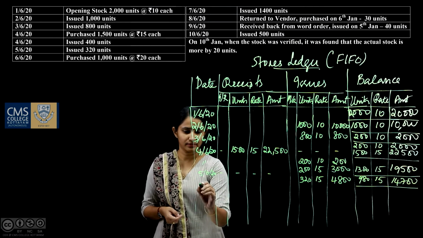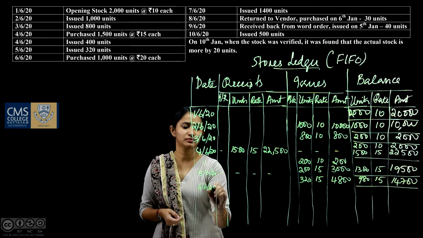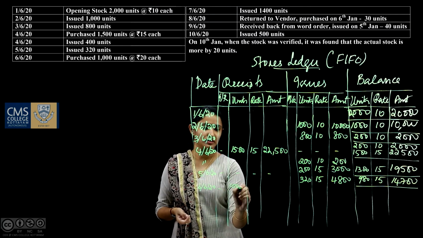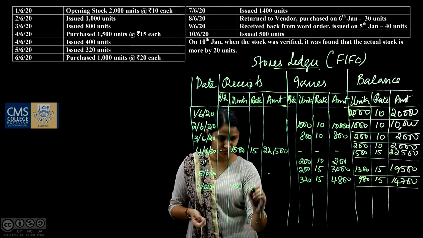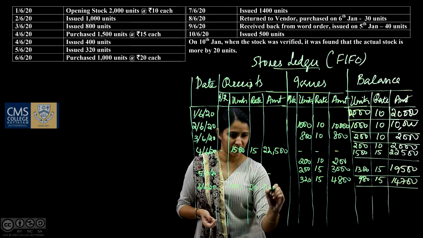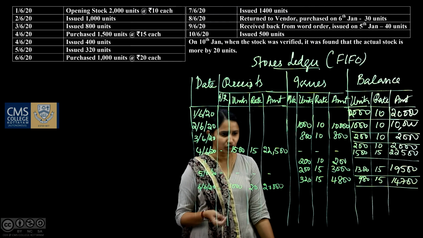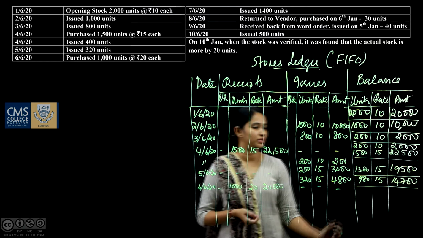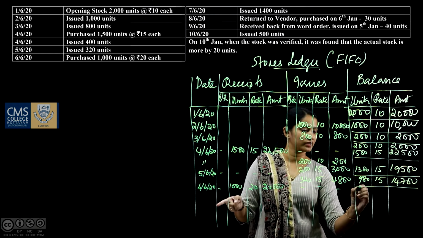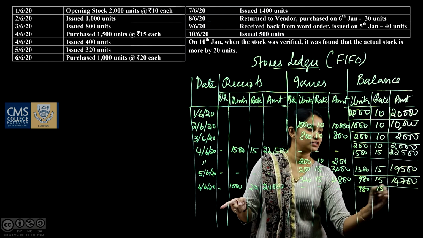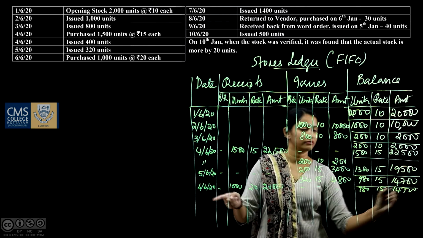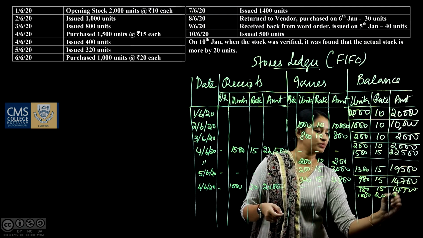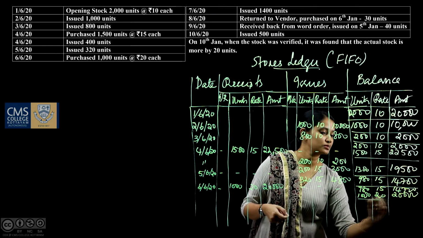Then on 6th June, again we are making a purchase of 1000 units at rupees 20 per unit. So we have materials worth 20,000. On that day we don't have any other issues which are being made. So on 6th June we have two lots, 980 at 15 for 14,700 value and 1000 units which we just bought for 20 rupees, so 20,000 rupees.